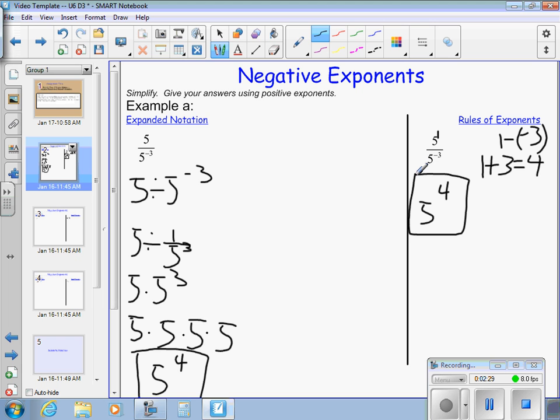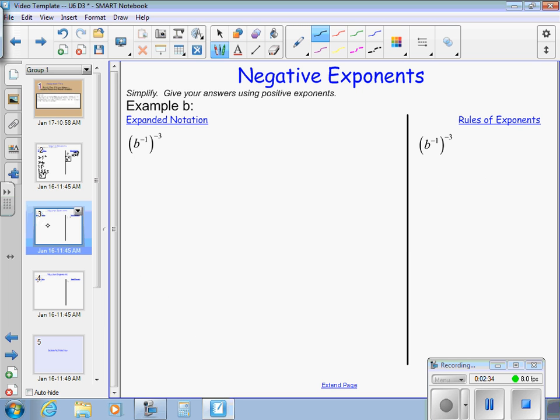Next example. Oh, and let me box it. And of course, you can see I got the same answer with both approaches. Next example.